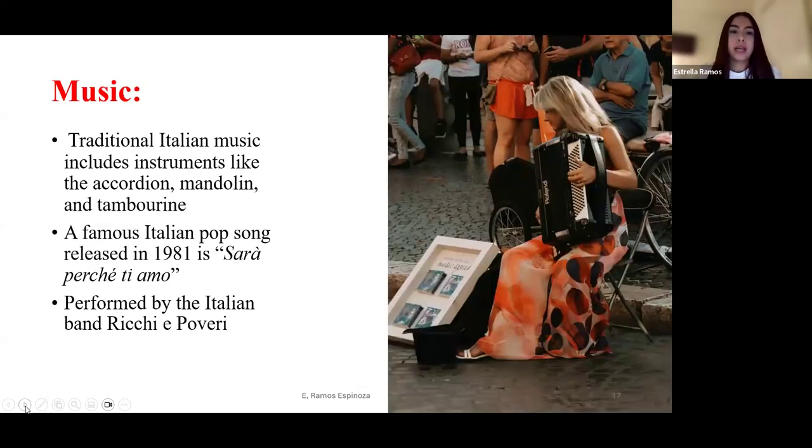Music. Traditional Italian music includes instruments like the accordion, mandolin, and tambourine. A famous Italian pop song, which I've heard on TikTok, released in 1981, is Sara perché ti amo. If you guys would want to look into that, it is performed by the Italian band Ricchi e Poveri.